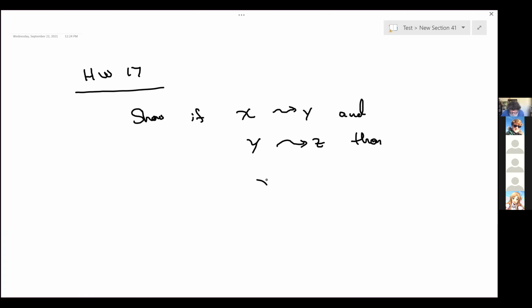Then what? X leads to Z. Sure. What's your idea? So I just used equation 28 basically. Right, if X leads to Y, then there's some time N1 where it reaches Y. And then from there, you would reach Z at some other time, N2. And then based on that, X leads to Z.